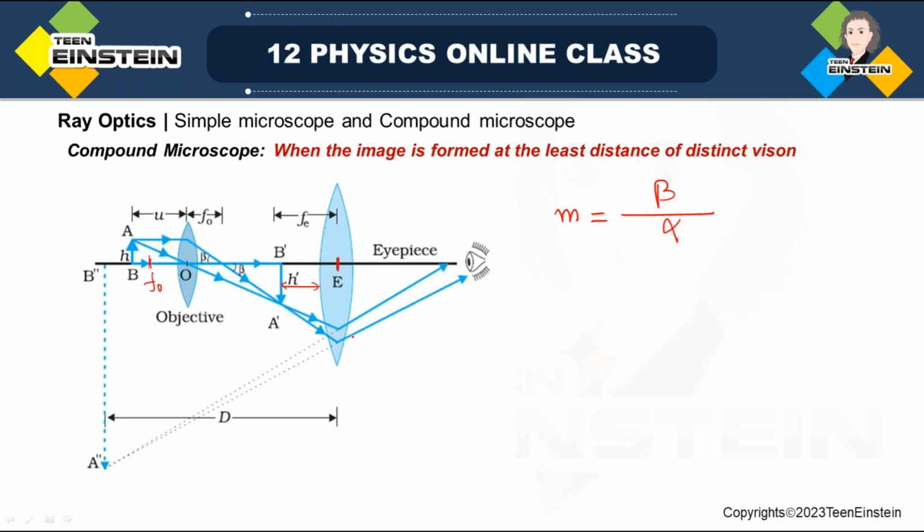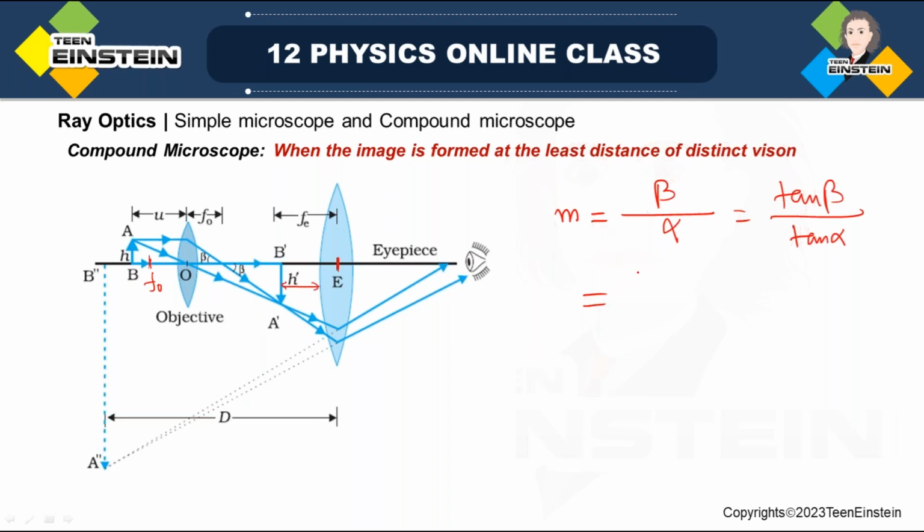So this is the image. You look at this image, and it makes an angle beta. So we can write this as tan beta by tan alpha. In this case, both image and object are thought to be at the least distance of distinct vision. All right.